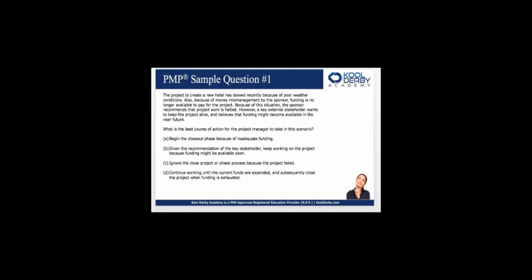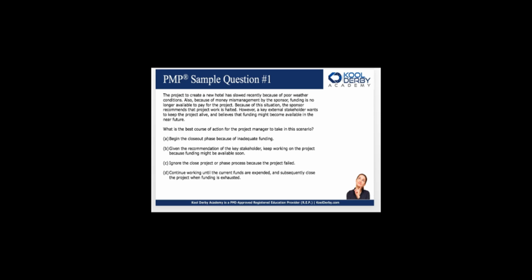Okay, A, begin the closeout phase because of inadequate funding. B, given the recommendation of the key stakeholder, keep working on the project because funding might be available soon. C, ignore the closed project or phase process because the project failed. And D, continue working until the current funds are expended and subsequently close the project when funding is exhausted.